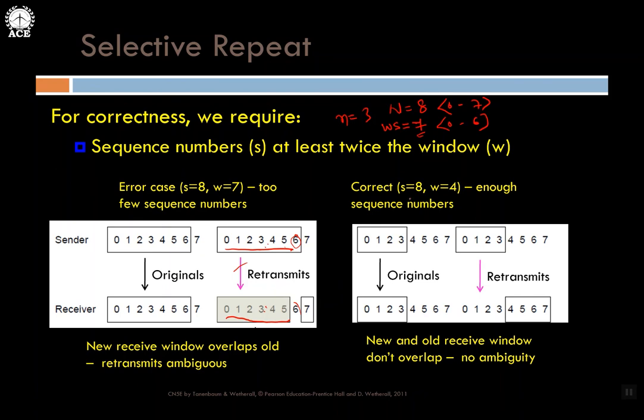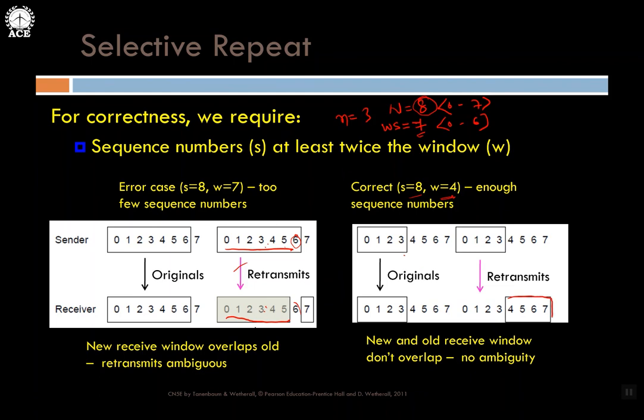So what shall we do? See, the total number of sequence numbers is 8. Half of it becomes 4. So in the same scenario, if the sender sends 0 to 3, they are accepted, but the acknowledgement is lost. After that, the receiver has slid.